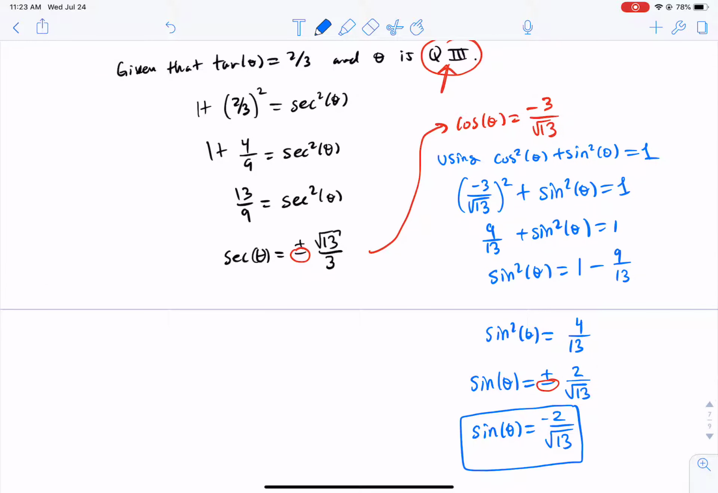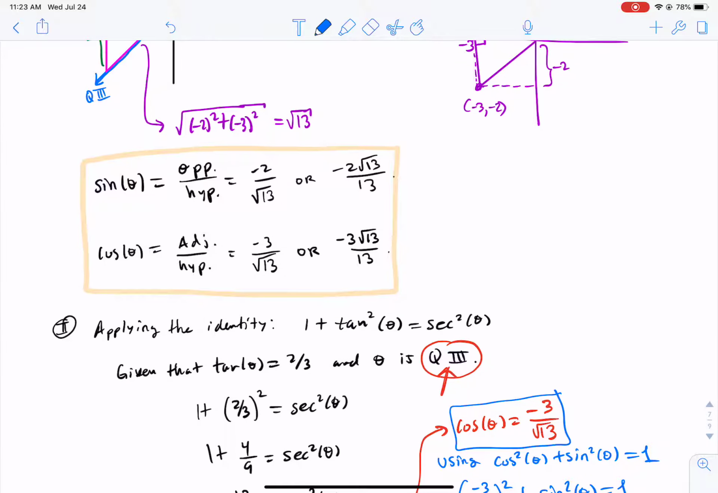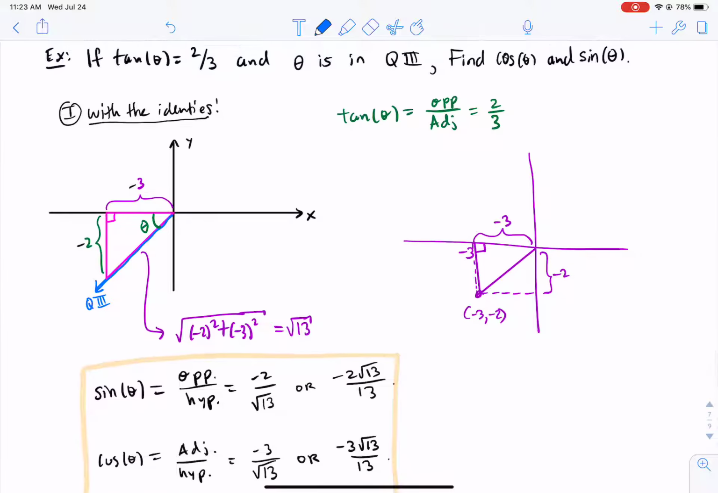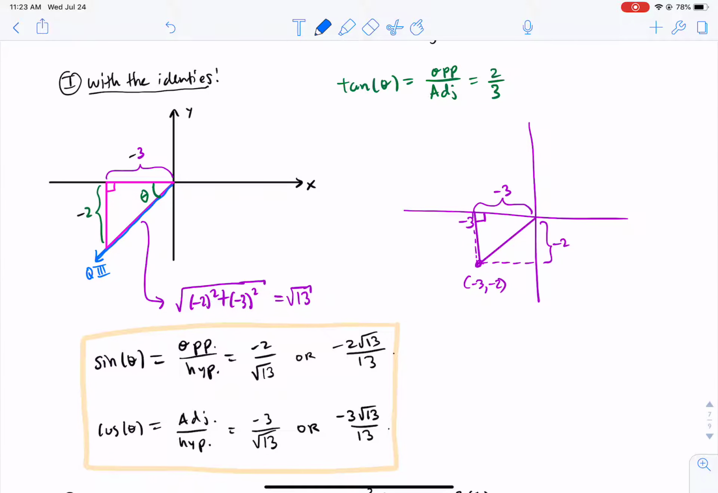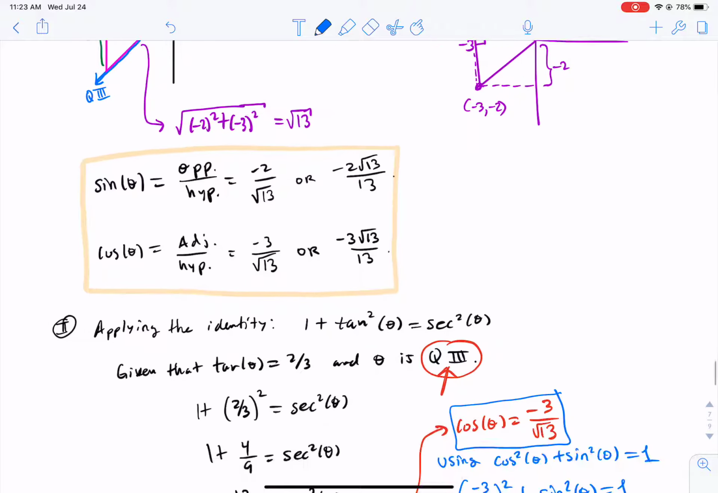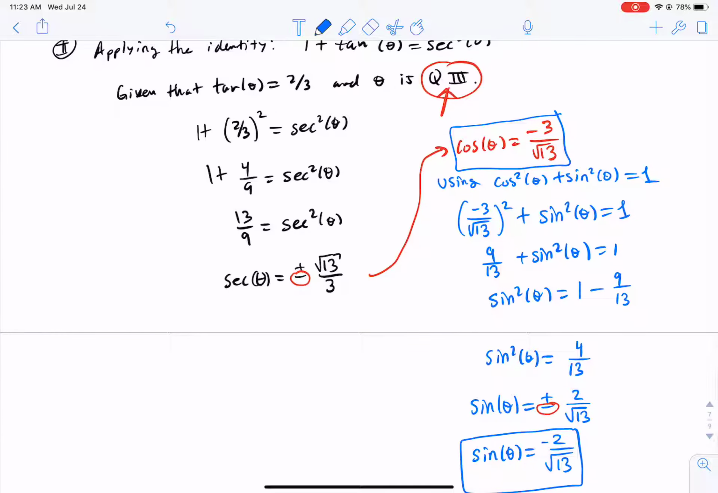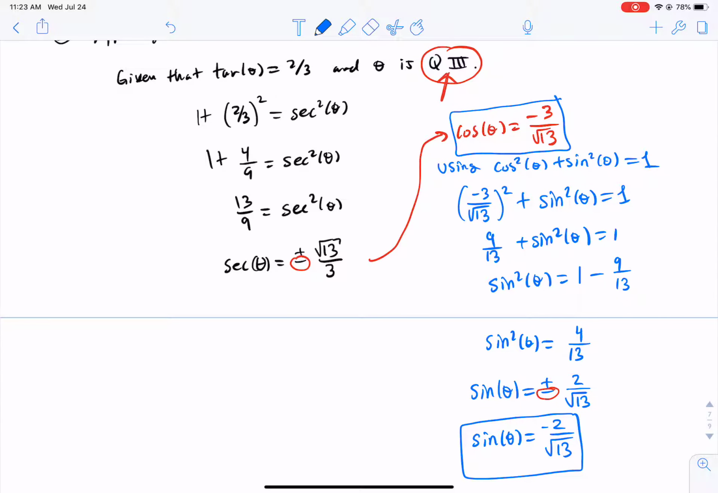Did this get us the same answers as the one before? Yeah, but this one was just using identities and the fact that theta is in quadrant 3. We got the same exact results. The earlier method is a little bit easier because you're using tangent theta as opposite over adjacent to create a little right triangle, and everything just falls into place. With the identities here, you have to manipulate algebra a little bit more, and you do get the answer there.